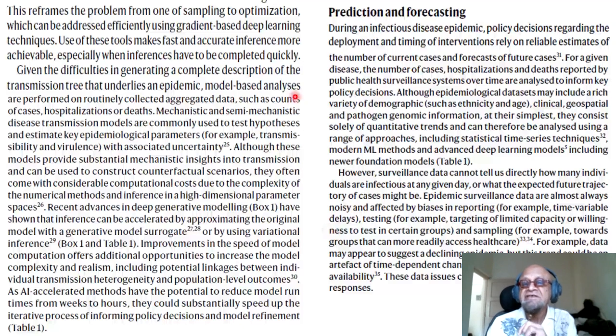For a given disease, the number of cases, hospitalizations, deaths reported by the public health surveillance systems over time are analyzed to inform key policy decisions. Although epidemiological datasets may include a rich variety of demographics such as ethnicity and age, clinical, geospatial and pathogen genomic information.